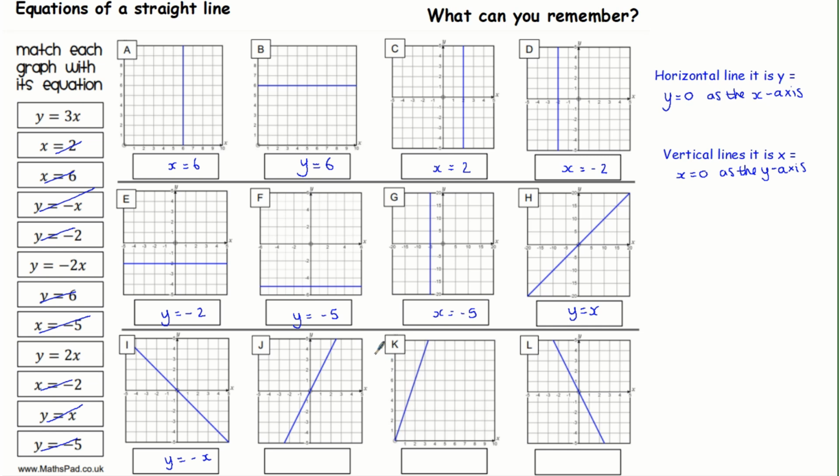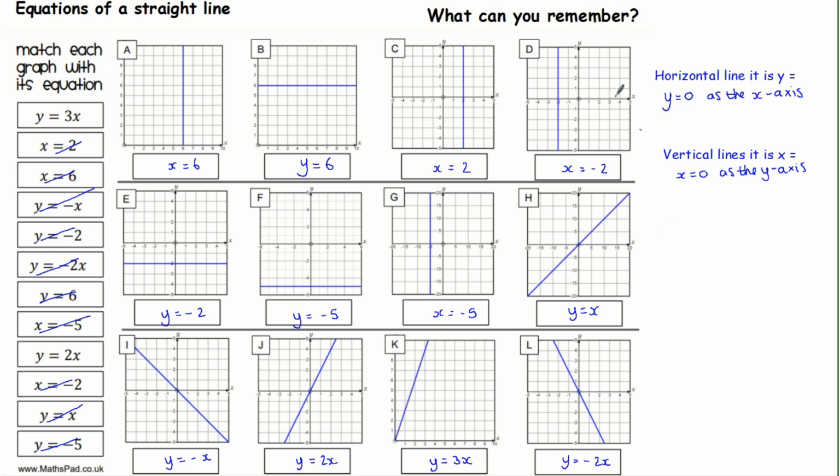And then we have a couple left. We've got y equals 3x, y equals minus 2x, and y equals 2x. The only one that's different is y equals minus 2x, which we know has a negative gradient, so the gradient is going down. So this one here has to be y equals minus 2x. And then the last two, y equals 3x and y equals 2x. Let's have a look at what happens. As we go 1 across, we go 2 up. As we go 1 across, we go 3 up. So therefore this one has to be y equals 2x, and this one has to be y equals 3x.